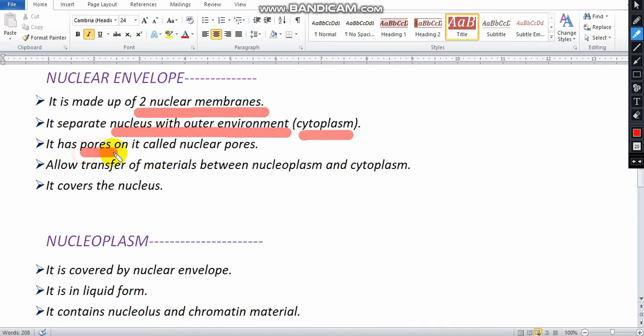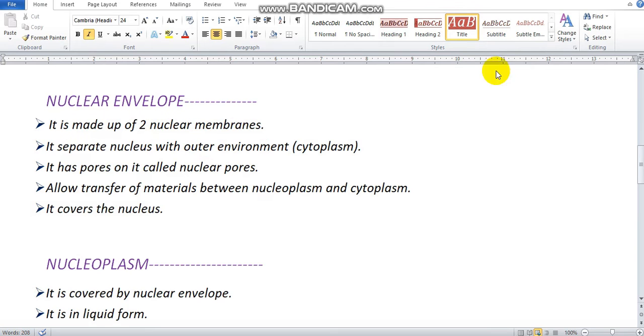So it has pores on it which are called nuclear pores. The nucleus consists of small pores. Pores are nothing but holes, so those holes are called nuclear pores. We will discuss in the diagram. They allow transfer of materials between nucleoplasm and cytoplasm. These pores help in allowing the transfer of materials between nucleoplasm and cytoplasm. So let's understand all this in our diagram.